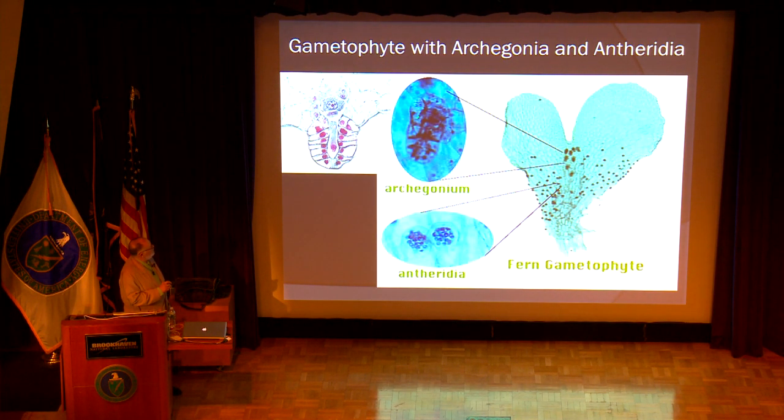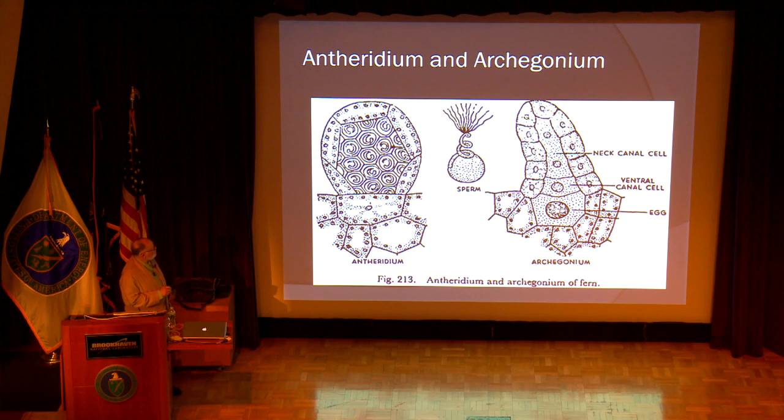Okay, let's see. This is an actual view of it from the surface. They're located here at the apical notch of the gametophyte. And the antheridia producing the sperm cells are produced elsewhere on the thallus. Okay, antheridium producing sperm cells. And here are the sperm cells, spirally coiled. They snake through the water like this, and they're attracted to the archegonium, where the neck canal cells and ventral canal cells have already dissolved, and the egg cell is exposed.